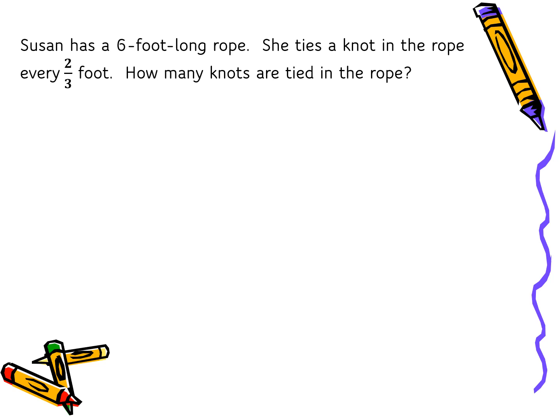Susan has a 6-foot-long rope. She ties a knot in the rope every 2/3 foot. How many knots are tied in the rope? The first thing we will do, we will write the whole number 6 as a fraction. That would be 6 over 1. We want to divide it by 2/3.